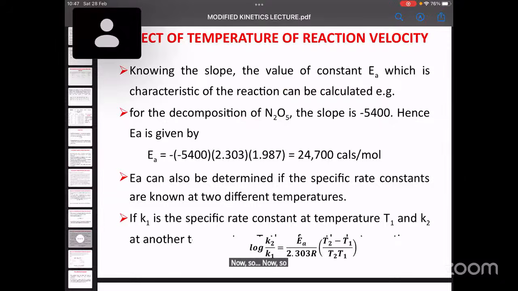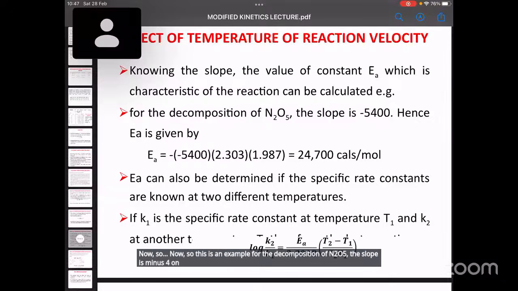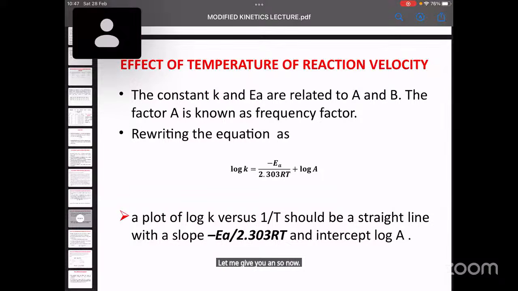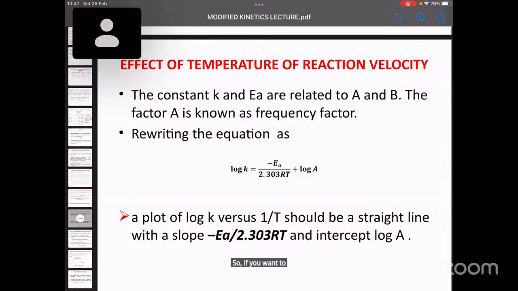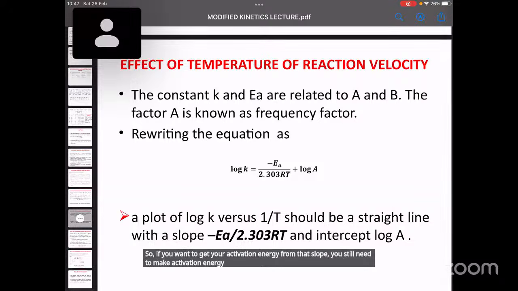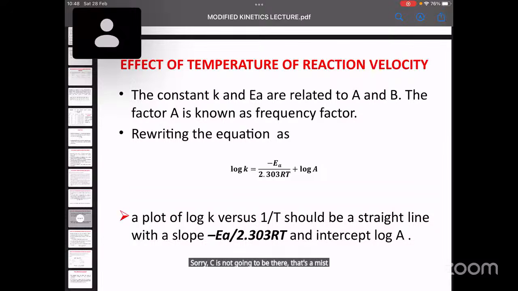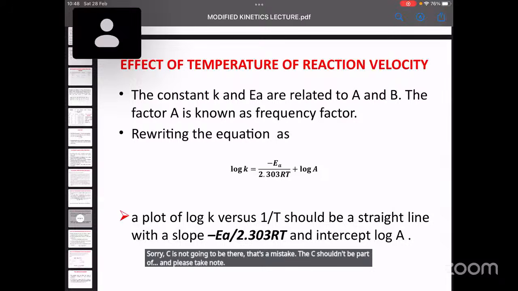This is an example for the decomposition of N2O5. The slope is minus 5,400. Whatever slope you get is going to be equal to minus Ea divided by 2.303 R. If you want to get your activation energy from that slope, you still need to make activation energy the subject of the formula. Sorry, T is not going to be there. That's a mistake. Please take note, T shouldn't be part of that, because you're plotting your log k. T is not a constant, so it shouldn't be part of that equation. It's one of your variables that you're using in your graph. And your intercept is going to be your log A.